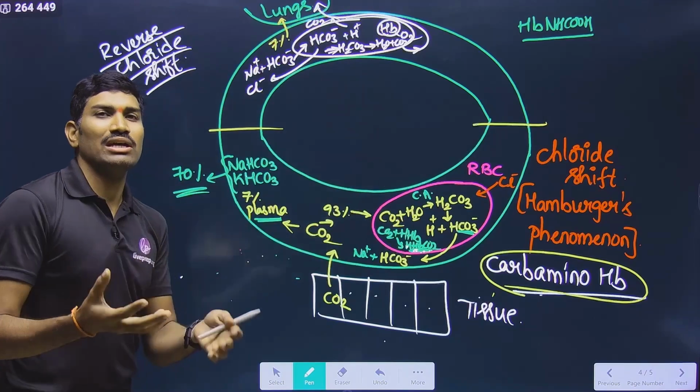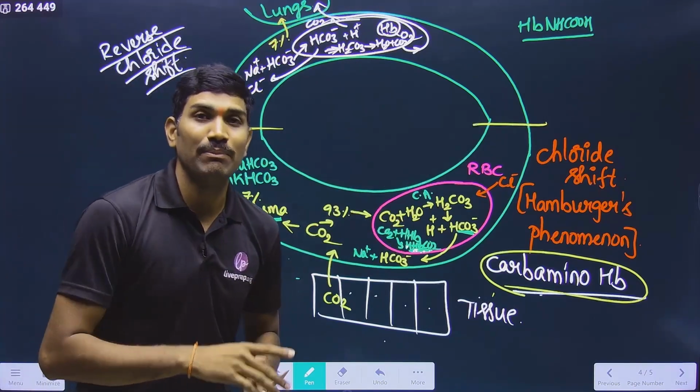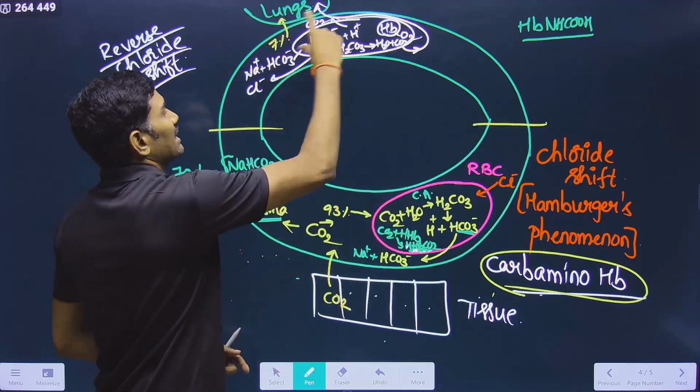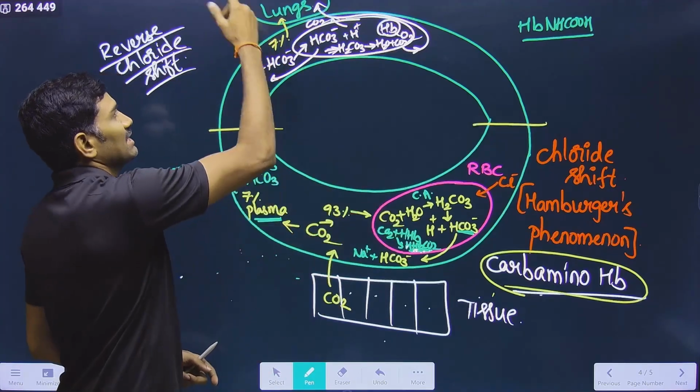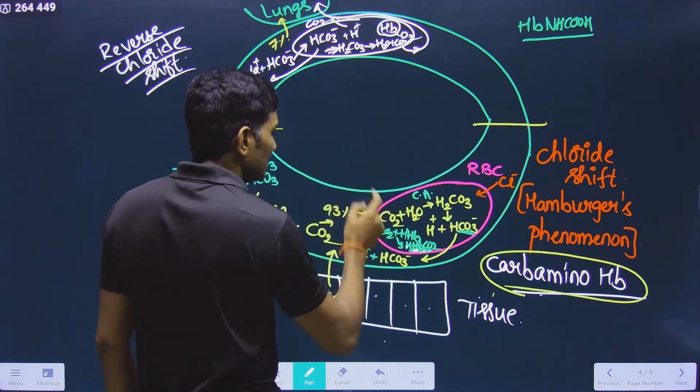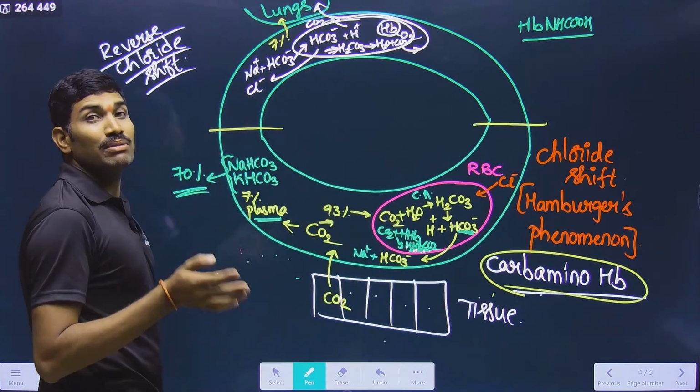Lungs means what? Alveoli are present. Alveoli are supplied with some capillaries. In the capillaries, it is blood circulation. At the capillaries, what happens? The dissolved form can directly diffuse into the lungs. But regarding this bicarbonate, it is present in the blood plasma.